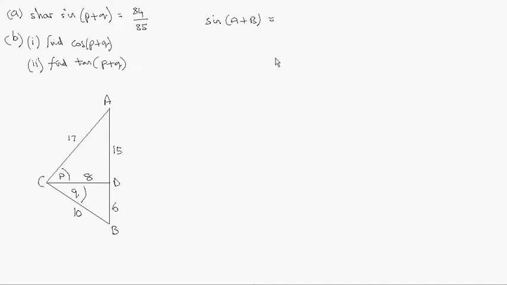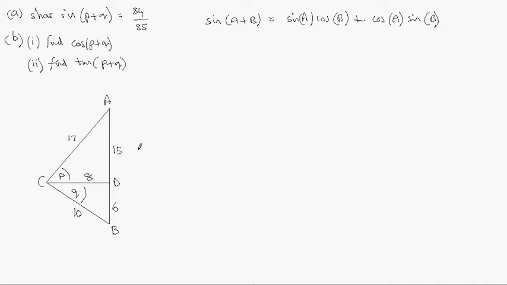Here in part 2, we're asked to show that the sine of p plus q is equal to 84 upon 85. So for this we should use from the formula sheet that sine of a plus b is equal to sine a cos b plus cos a sine b.